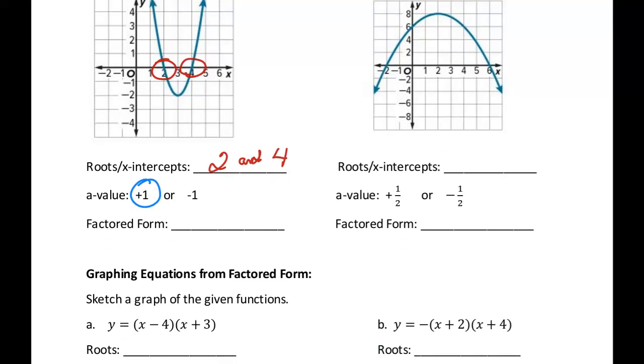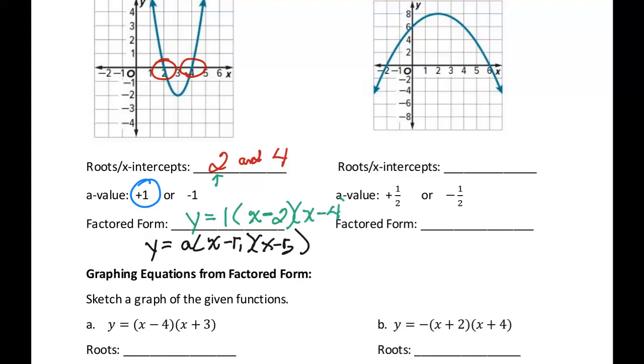So my factored form, remember, this is y equals a times x minus root 1, x minus root 2. So I'm going to say y equals positive 1 times x minus, well, that's just a positive root. So x minus 2 and x minus 4. So the positive 1 comes here, the root comes here, and the root comes here. That's not so bad, right?